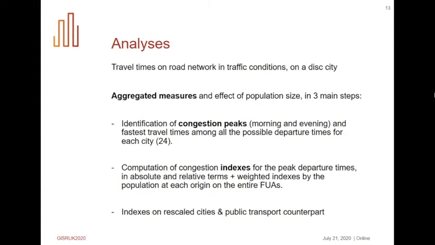Secondly, we compute some congestion indexes for the peak departure times in absolute and relative terms. And we also weight these indexes by the population at each origin on the entire urban area. And the third step is to compute these indexes on rescaled cities and to add a public transport counterpart.